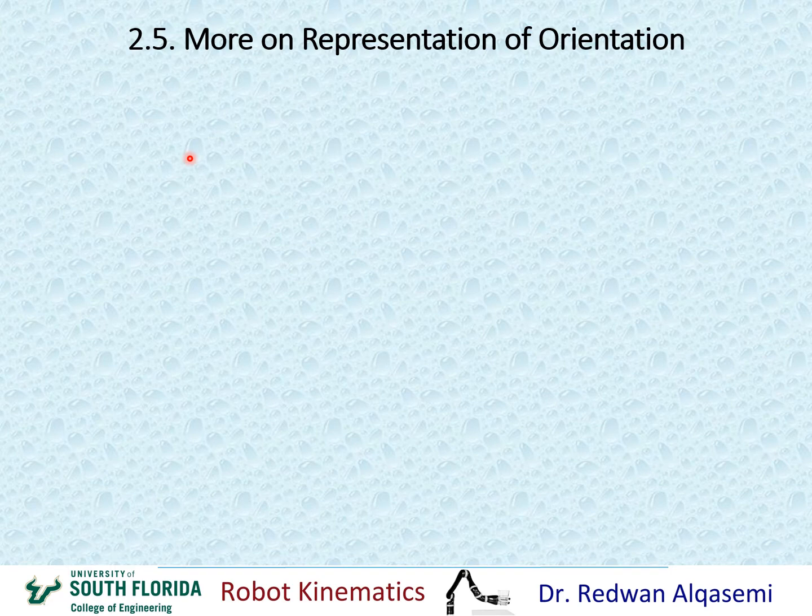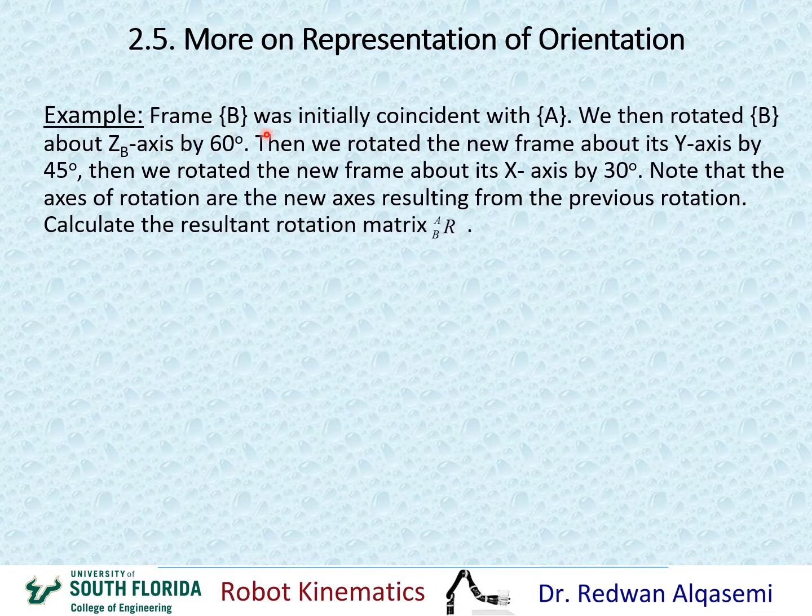Now let's take an example on Euler angles. Frame B was initially coincident with frame A. We then rotated B about the ZB axis by 60 degrees. Then we rotated the new frame about its y-axis by 45 degrees. And this is the keyword that I would like you to pay attention to: the second rotation happened about the new frame that resulted from the previous rotation. That means we're using the Euler angle convention or method.